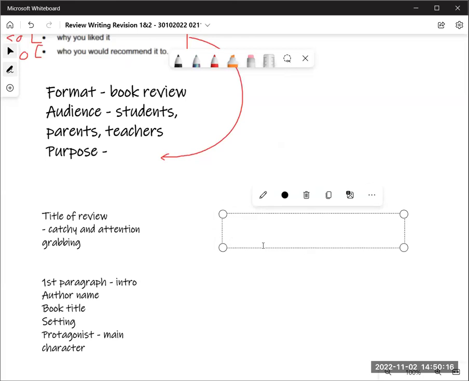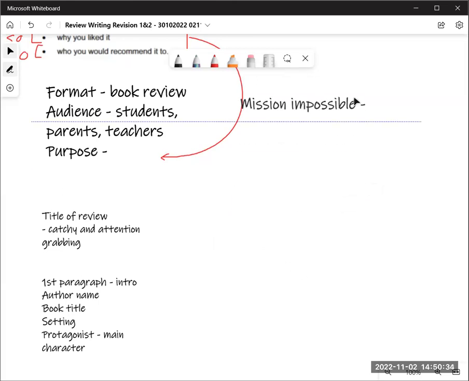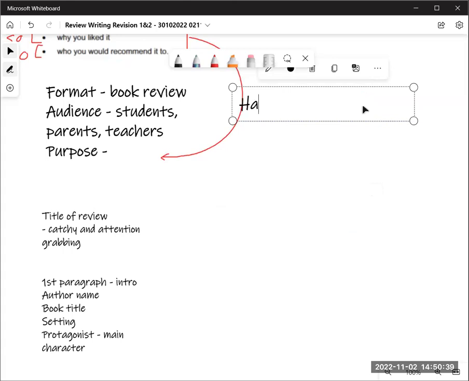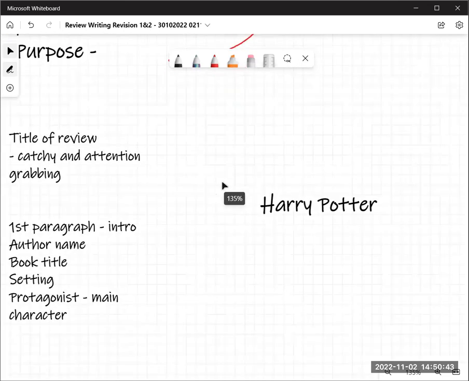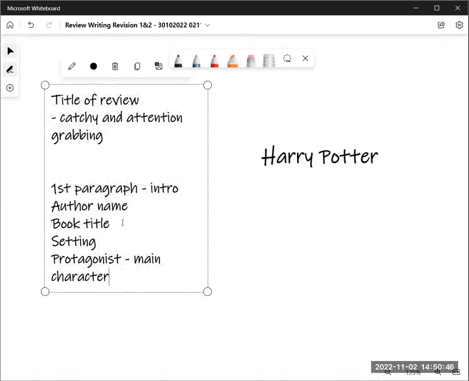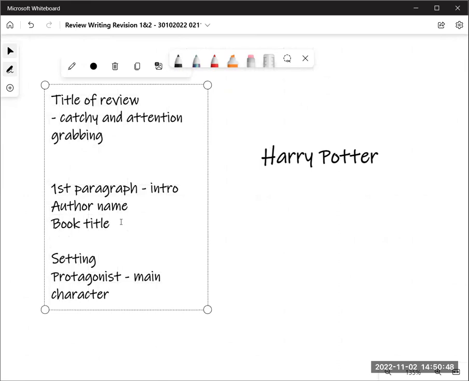Okay, what about this book? Mission Impossible. Have you seen the movie for this? No, but I have heard of it. Okay, has everyone heard of this? No. Okay. I think I'll show it to you. Have you heard about Harry Potter? Yes. Has everyone heard? Yes, everyone has. Okay, that's good. Let's try Harry Potter. Now, another thing you should mention in the first paragraph, please start writing this, is the genre of the book.